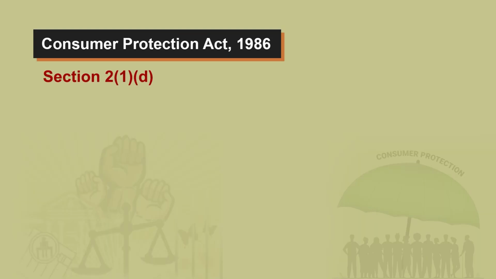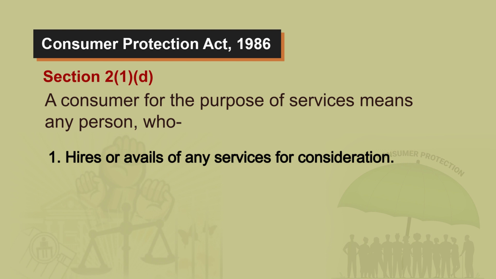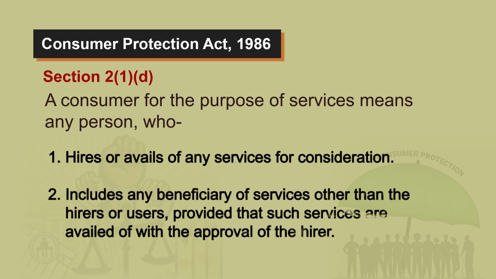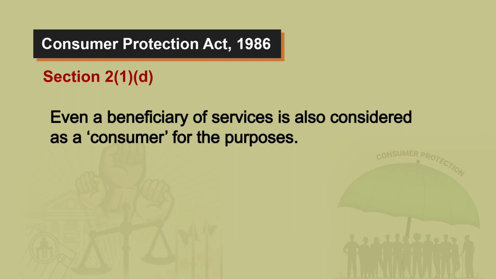Under Section 2, Clause 1, Subclause D of the Act, a consumer for the purpose of services means any person who hires or avails of any services for consideration and includes any beneficiary of services other than the hirer or user, provided that such services are availed of with the approval of the hirer. Therefore, even a beneficiary of services is also considered as a consumer for the purpose of the Act. For example, a beneficiary is a nominee under an insurance policy or under a bank guarantee.